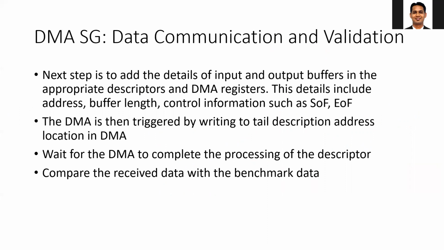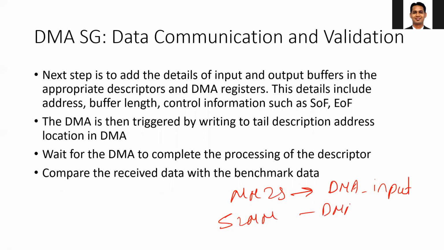Now the next part is that we need to fill the BD with the appropriate information and then send the BD to the hardware state. In our case, we are going to use only one BD in this process. So in the MM2S BD, we need to make sure that the DMA input address is there, and for S2MM we have the DMA output address. Something like this we need to do.